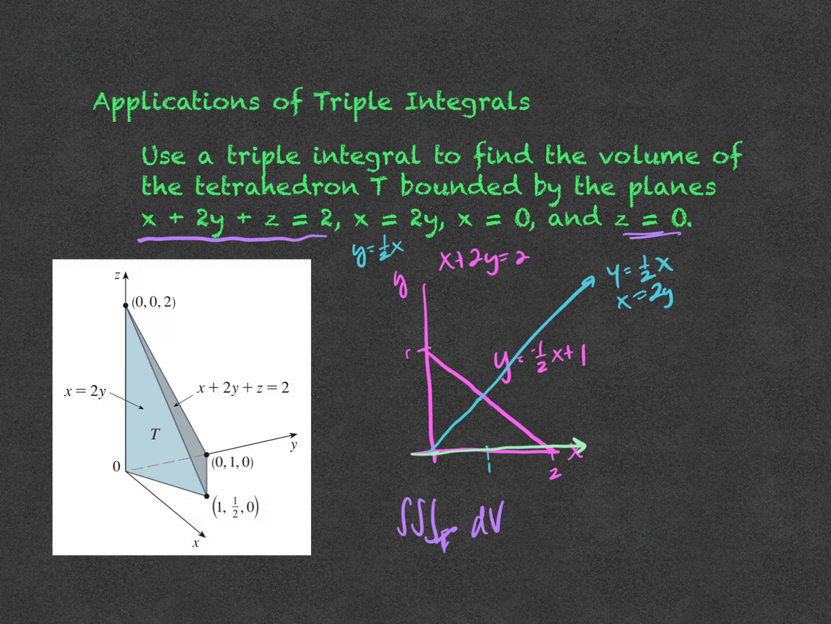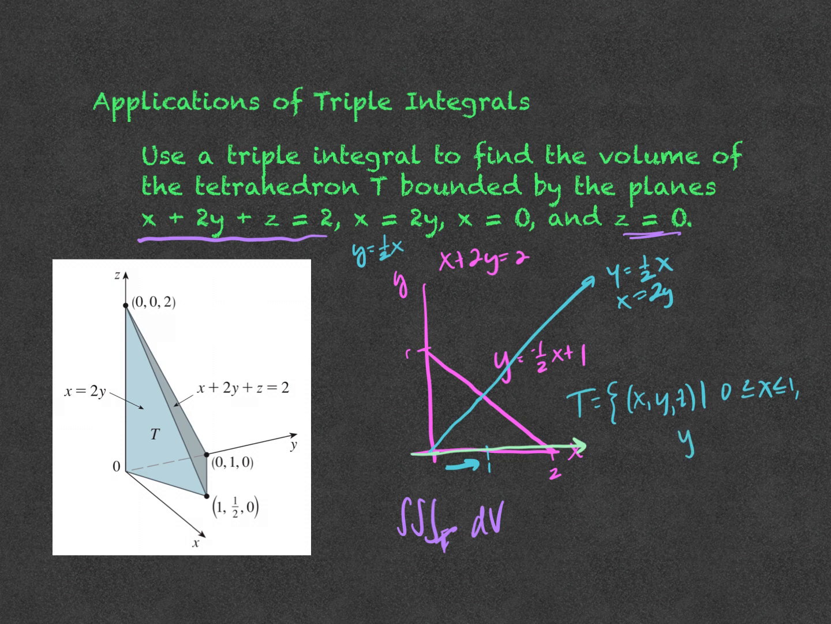I think it's easiest to write out your boundaries. So let's start with T equals the set of points x, y, z such that, and let's do x last because x is involved with everything. So let's talk about x goes from 0 to 1. It's a definite for us there. So x is between 0 and 1.